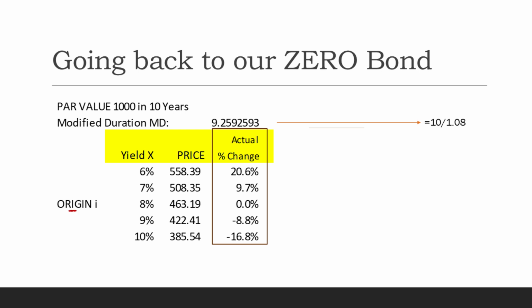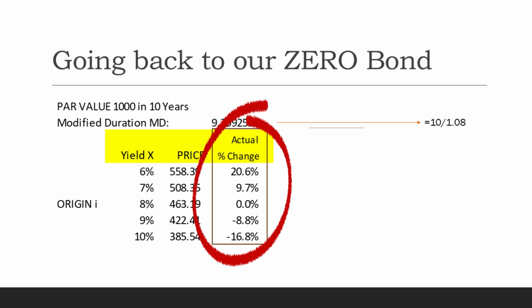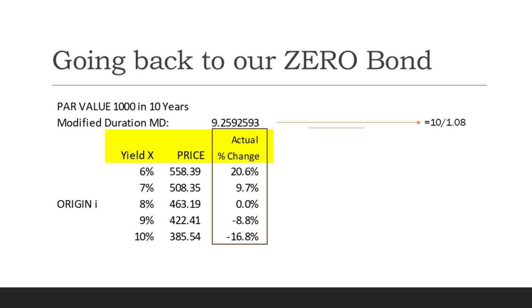So we're currently at 8%, and we're going to take a look at movements of interest rates away from 8%, moving perhaps to 6% or to 10%. And we have here the actual prices as computed via the spreadsheet. Now, we're going to take a look at the percentage change of the price as you move away from 8%. So for example, the 20.6% actual change is 558.39 all over 463.19 minus 1.